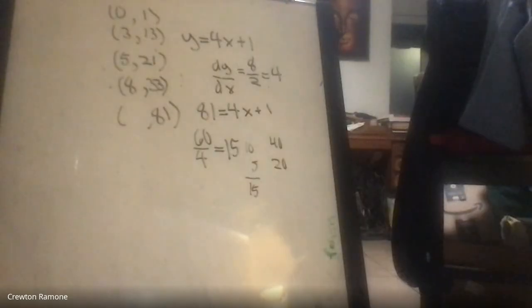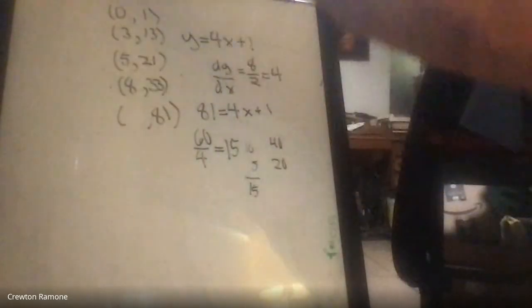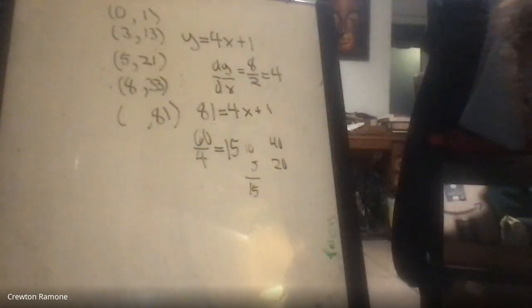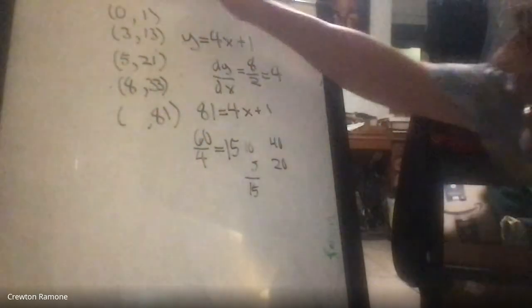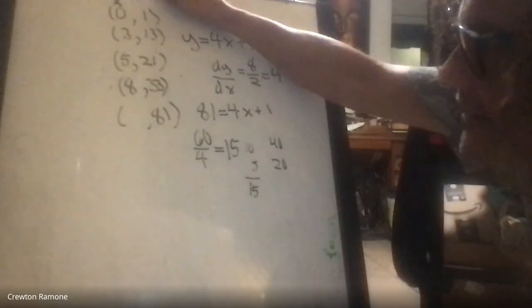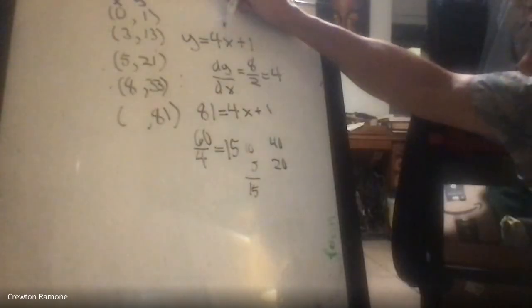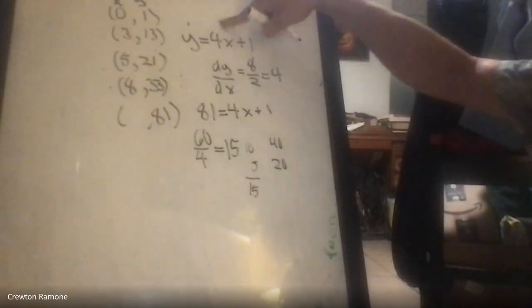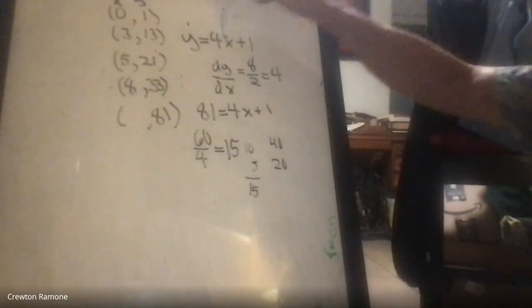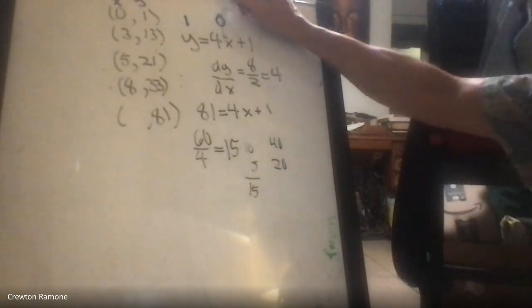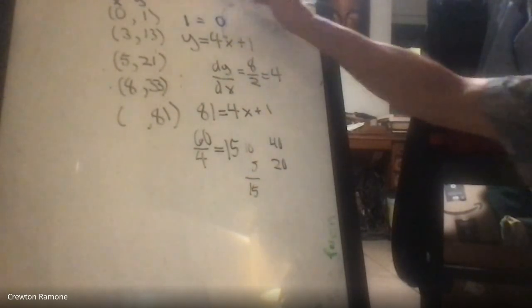Okay, David, what does this say right here? This is X and this is Y. So over here, when Y is 1, X is 0, 10 right? Plus 1.